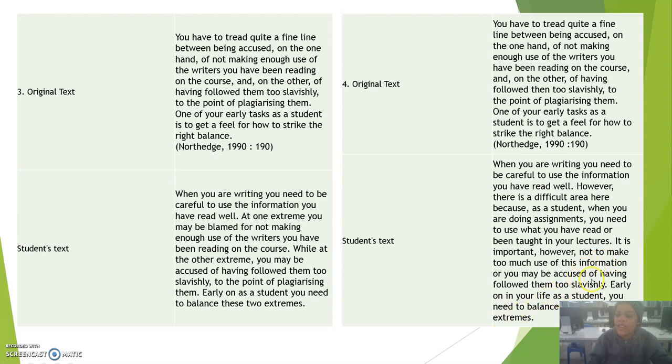So with this one, you can see that not making too much use of this information, or you may be accused of having followed them too slavishly. So we have the same line here. On the other hand, of having followed them too slavishly. So this person actually took a line from the original text. So this is a type of plagiarism called stealing an apt term.